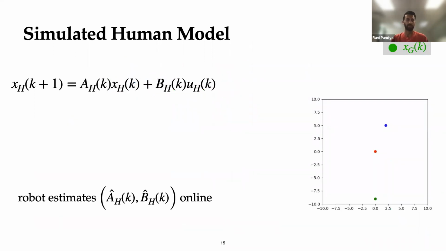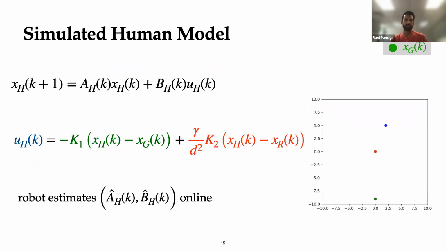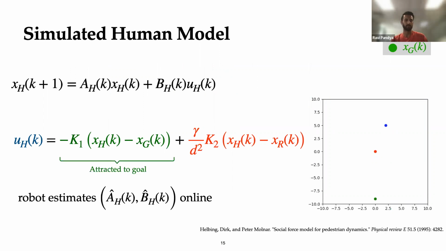The robot is trying to estimate the dynamics of a simulated human online. The simulated human's control takes inspiration from the social force model of humans, where the human is attracted to its goal and repelled from the robot, where gamma controls how strongly it's repelled. Concretely, this means the human would move like this towards its goal if the robot was stationary.